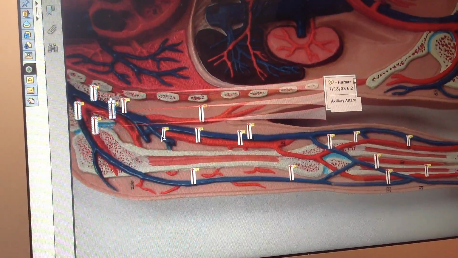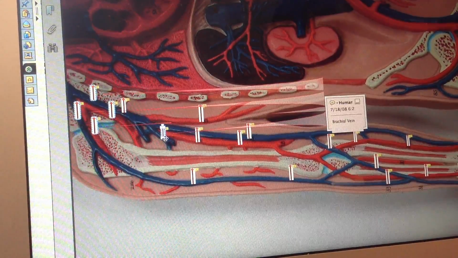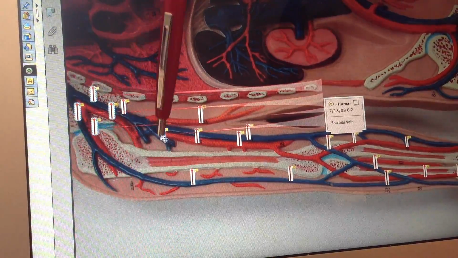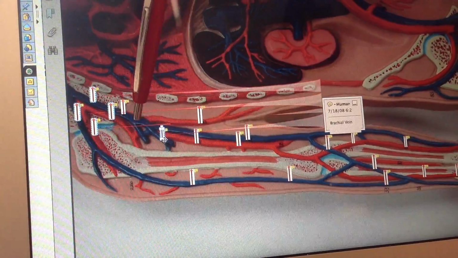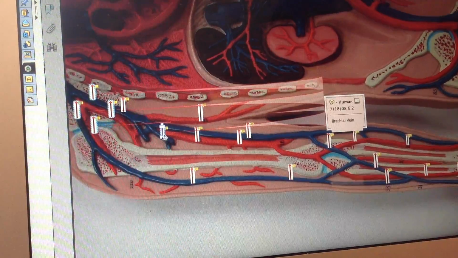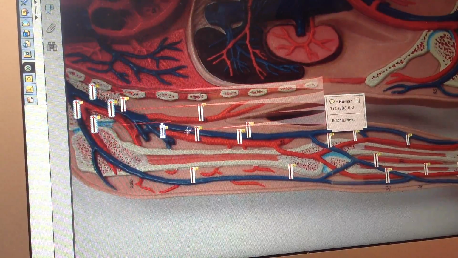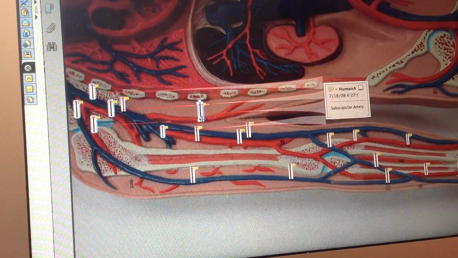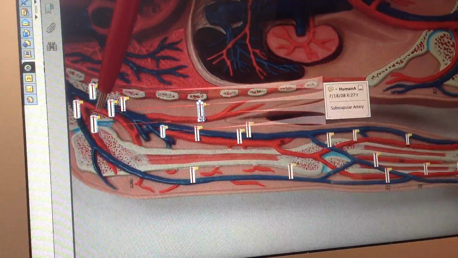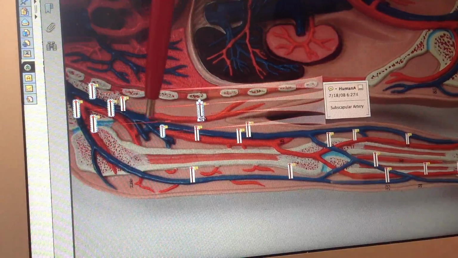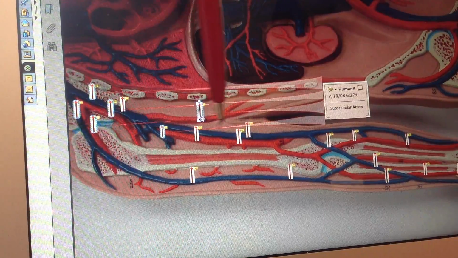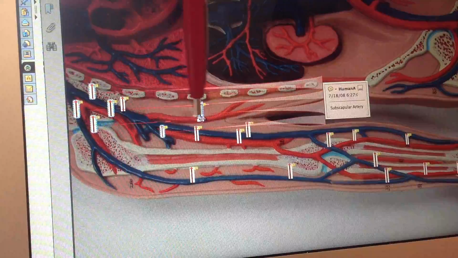Moving forth, right over here, we have the brachial vein. You can identify this because it breaks off from the axillary vein. So it's the brachial vein right here. Moving down, right here, we have the subscapular artery. From the axillary vein, behind it is the subscapular artery. So this one over here, internally, is a subscapular artery.